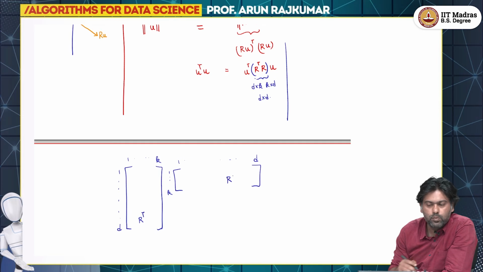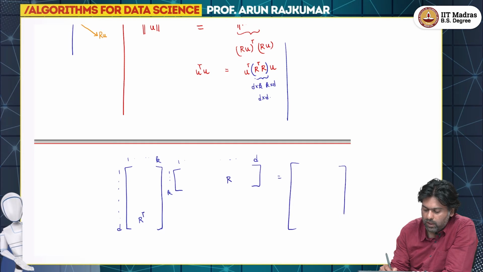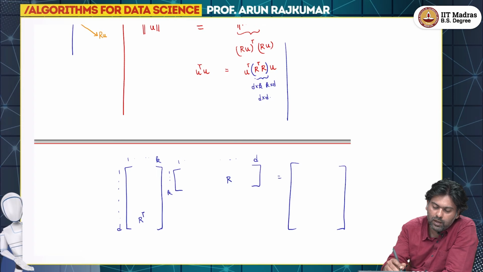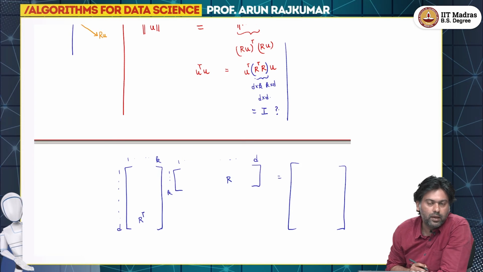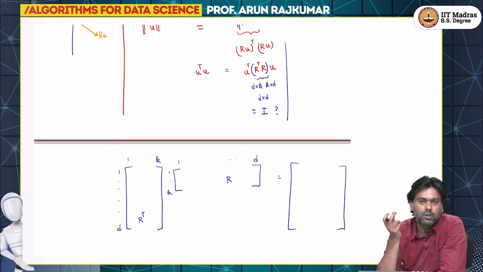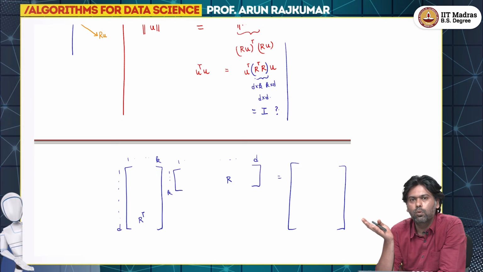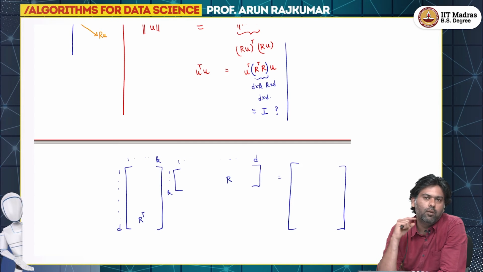So, I do R transpose R, and then what I get is a d cross d matrix, and I want that to be an identity matrix, right. If it is an identity matrix, then I have my property preserved. So, we are asking, can this be an identity matrix? If I can find an R in k cross d such that R transpose R is an identity matrix in d cross d, then I can use that R and map any vector u from d dimension to k dimension and still preserve the length.